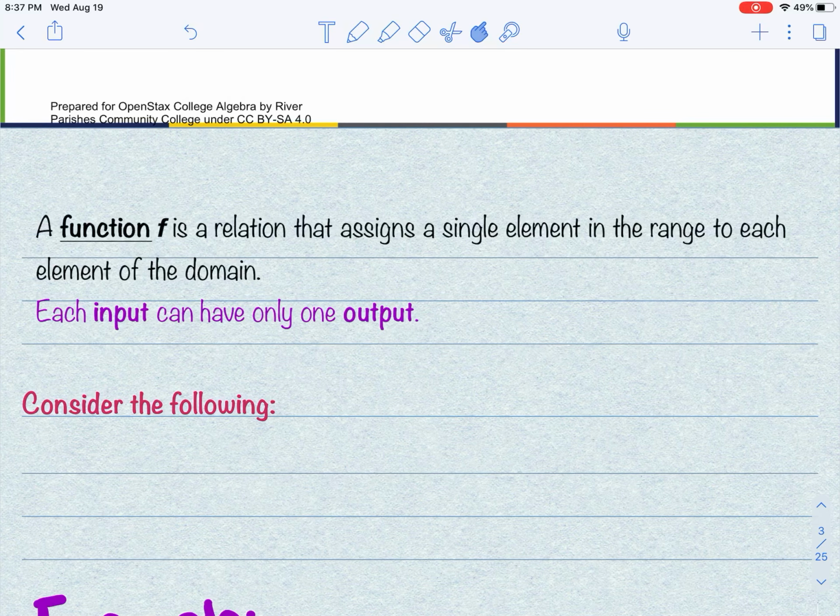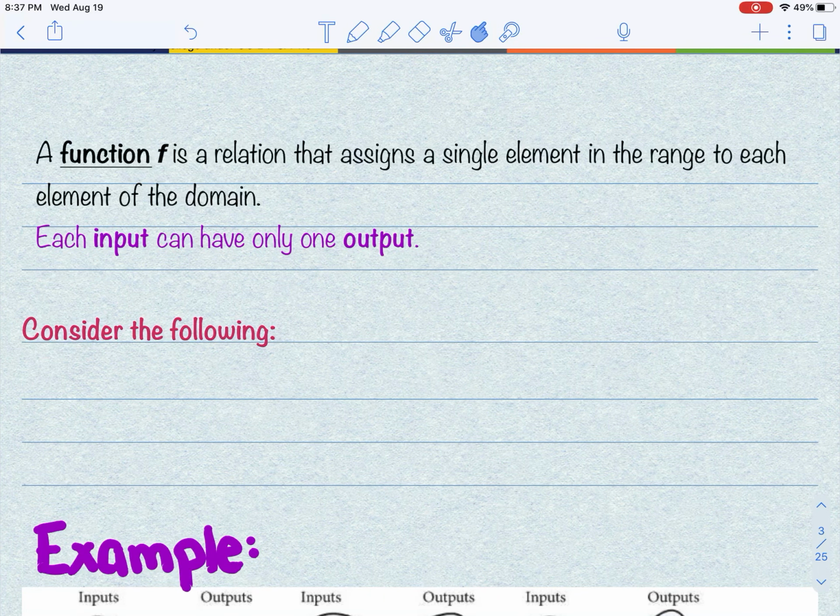So that brings us to function. And again, this is what this whole chapter is about, functions. So a function is a relation that assigns a single element in the range to each element of the domain. What that means is each input can have only one output. Each x can only have one y. I'll write that down. Each x can have only one y.